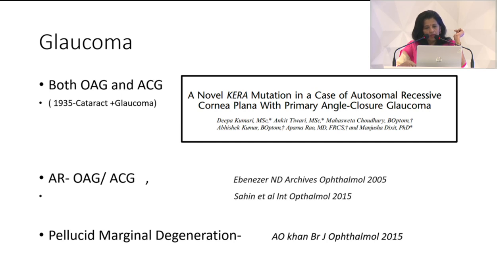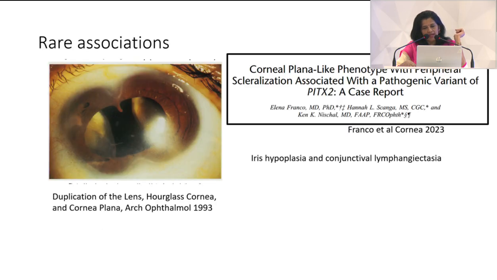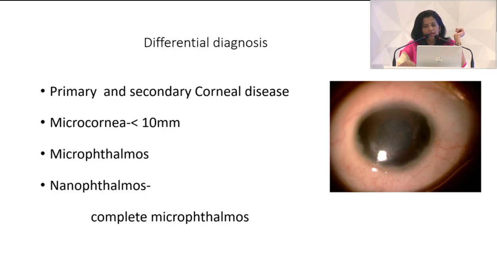So glaucoma, both open angle and angle closure glaucoma, has been noted. That is why another important thing is to follow these children. And ectasia has also been noted. And rare conditions like duplication of the iris and associated different mutations like PITX2 mutations with the same phenotype have been described. So the differential diagnoses are any other primary and secondary corneal disease, microcornea, microphthalmos, and nanophthalmos.